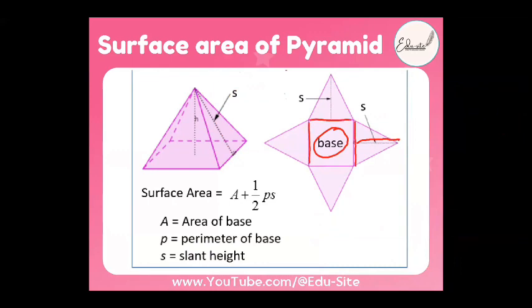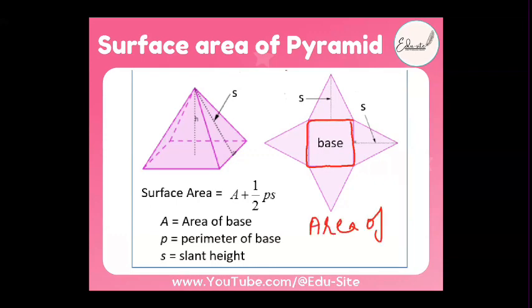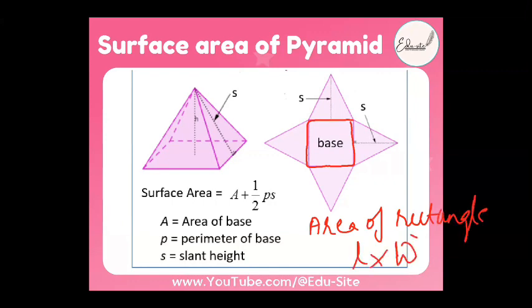Triangles, right? So how are you going to calculate this? Now please tell me first, what is the area of this base? What is the area of a rectangle? The area of a rectangle is length times width. Yes, excellent. Length times the width. You're going to write this first. This is how you're going to frame it: length into width.